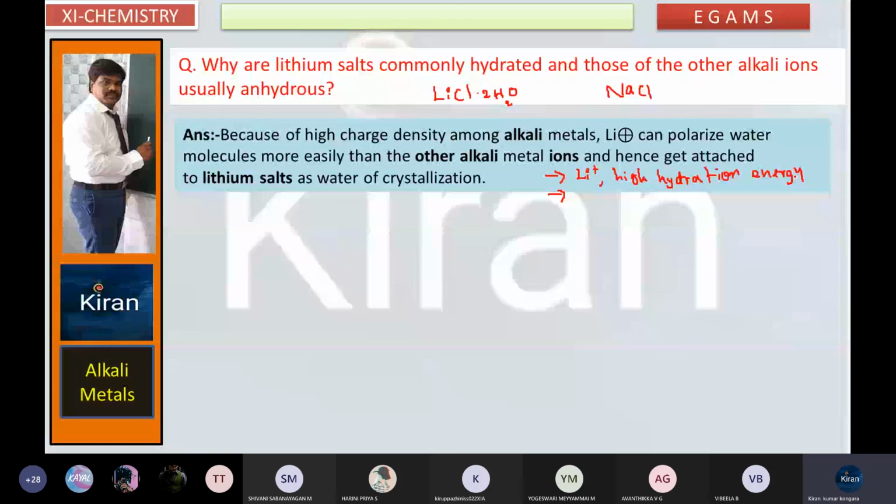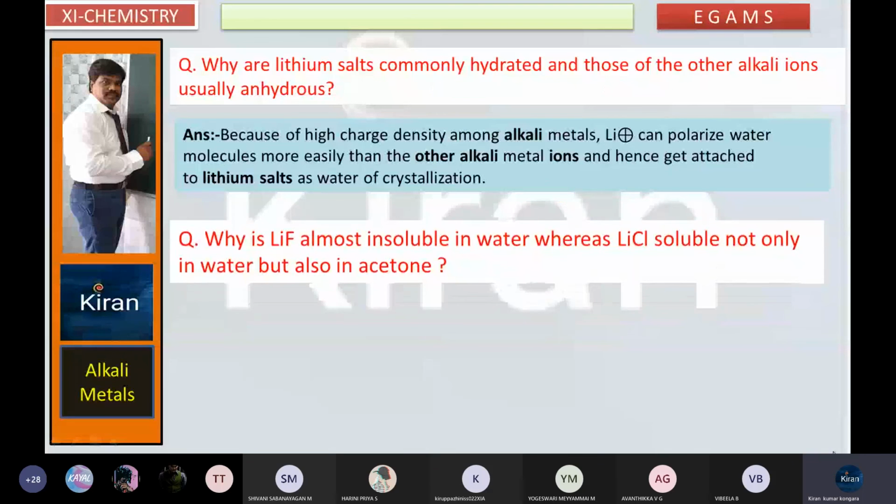Why is lithium fluoride almost insoluble in water, whereas lithium chloride is soluble, not only in water but also in acetone? What is the reason in this case? Once again, one more anomalous property. Lithium fluoride is sparingly soluble, but lithium chloride is soluble in water as well as in acetone. What is the reason behind this?